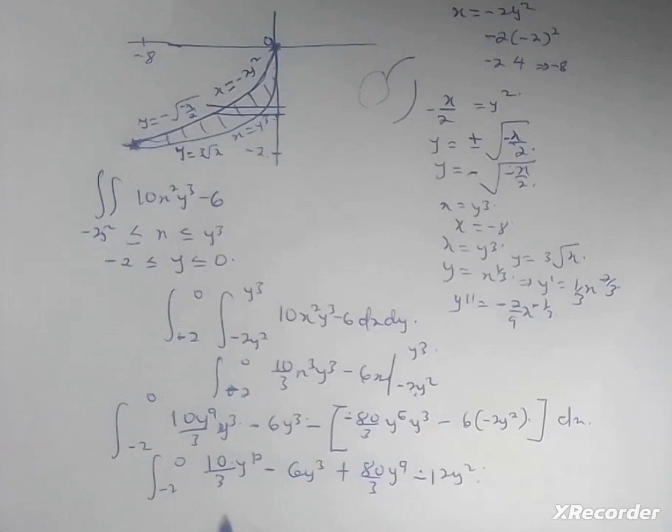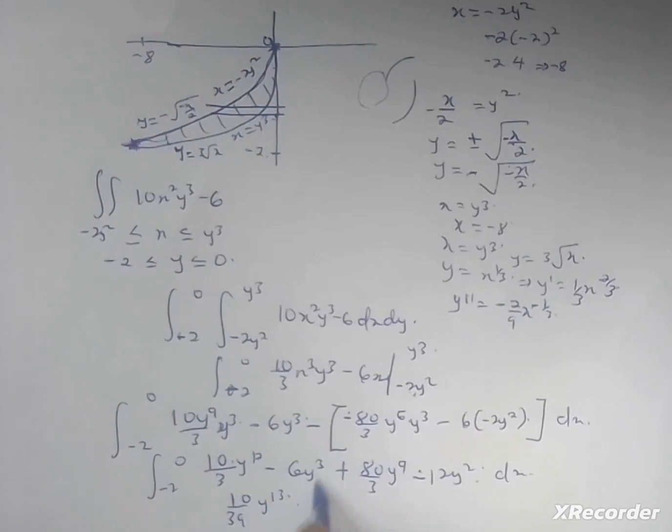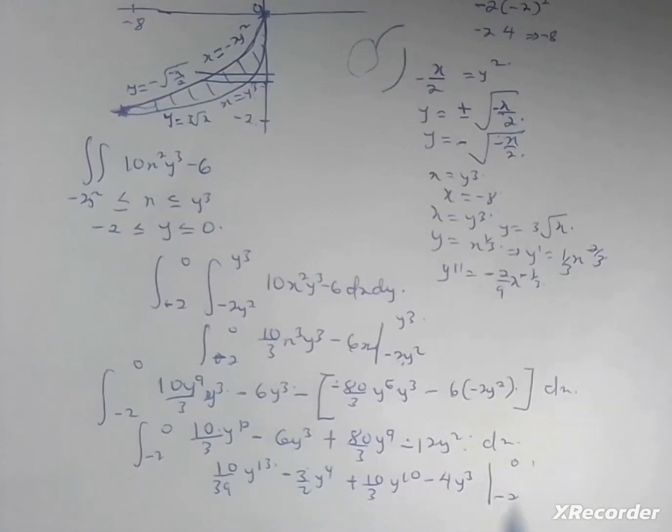So at this point, I'm just going to integrate this with respect to y, right? So integrating here, when I add 1, 13, right? So 10 over 39 y to the power 13, minus 6 on 4, that is 3 over 2, y to the power 4, plus here 10 over 3, y to the power 10, minus 4y cubed, negative 2 to 0.